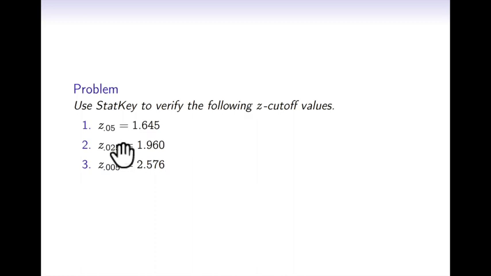Now, hopefully you're noticing that as this value goes from 0.05 to 0.025 to 0.005, in other words, this A level is going down, these values are going up, they're increasing. That stands to reason because we're putting less area in the right tail, so we have to go out farther to find that corresponding cutoff. So as this level is going down, these numbers are going up.